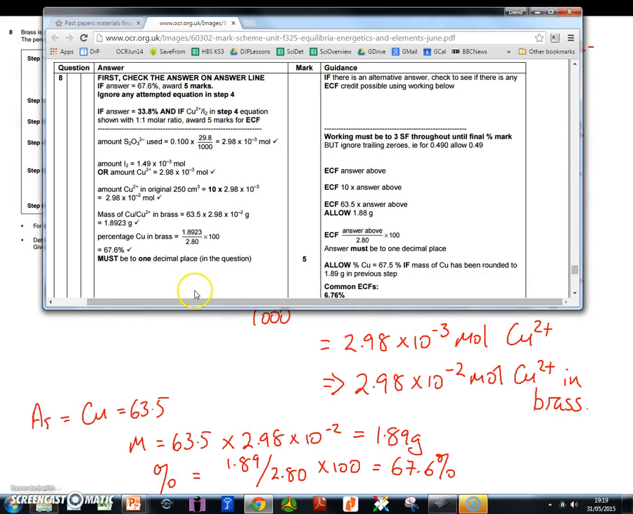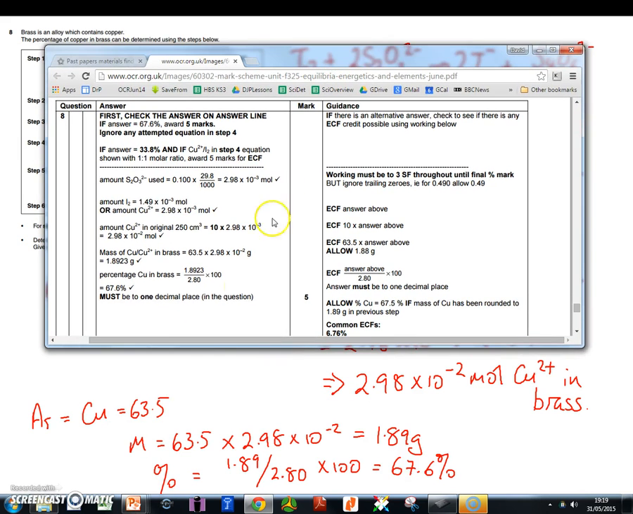Okay, and then just check that with the mark scheme. 67.6%, and then all the workings there. Okay, so hopefully that's helpful. Any more questions, just drop me an email and I'll get back to you as quick as I can.